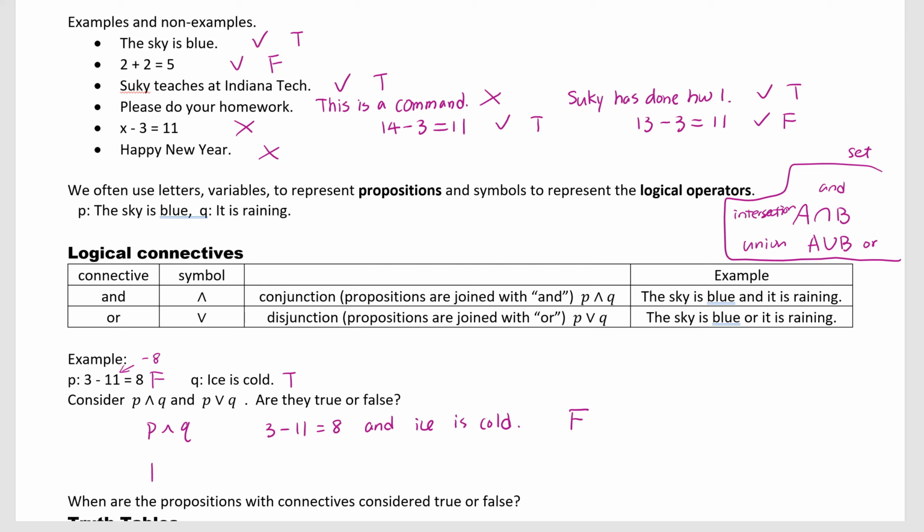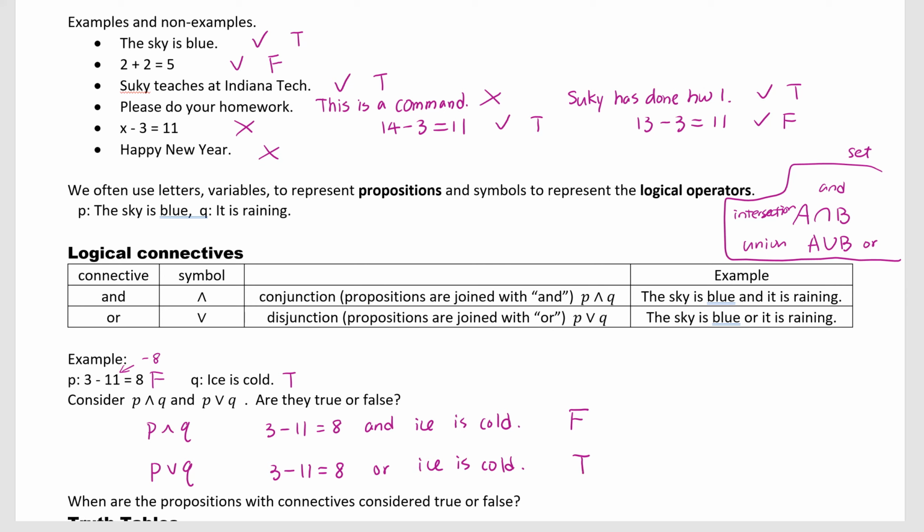Okay, how about P or Q? P or Q means 3 minus 11 equals 8, or ice is cold. So this statement is true as long as one of the statements is true. And because ice is cold, it is true. So this statement is true.